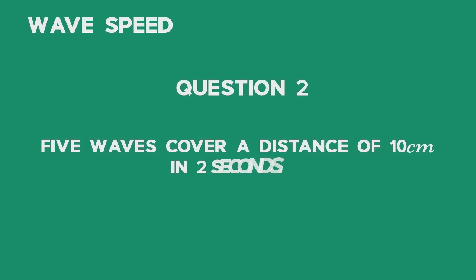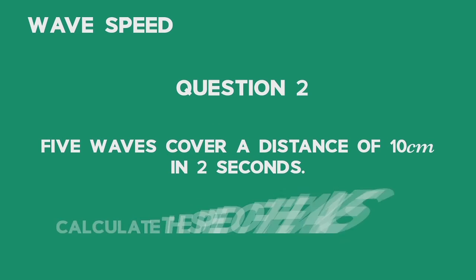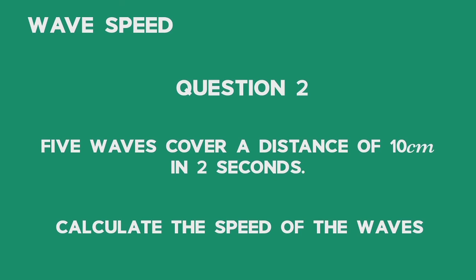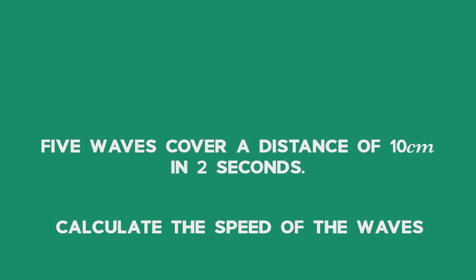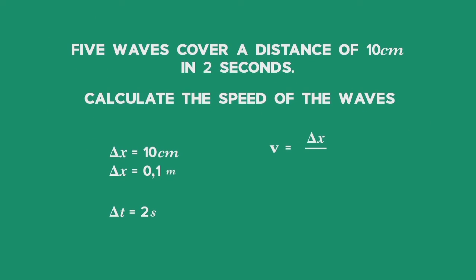Let's look at another question. 5 waves cover a distance of 10 centimeters in 2 seconds. Calculate the speed of the waves. Remember to change the displacement or x into meters before you substitute. Using the equation that has displacement and time, we get a velocity of 0,05 meters per second. It's important to note that if you practice enough, you'll get a better feel for the numbers. This is a very slow wave.